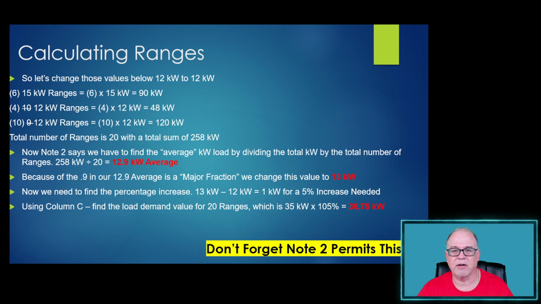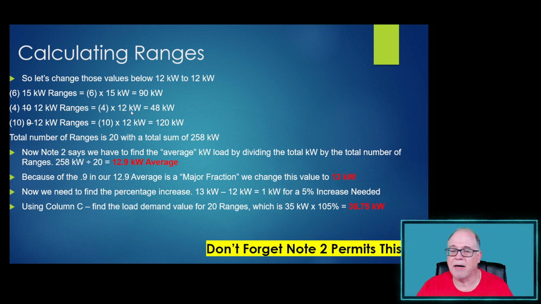Yeah, exactly what you do here. So let's see what it is here. Let's work it. So here's what we've got: the 6 15 kW ranges. So 6 times 15 is 90 kW. Now remember those 10s? We crossed it out and we now made it a 12.